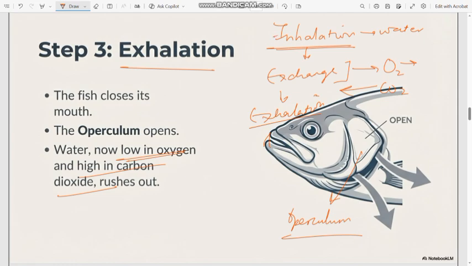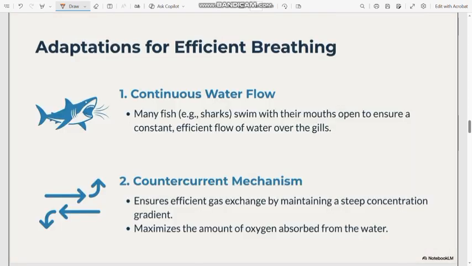Let's recap. In inhalation, what happens? The mouth opens, water comes in. Gaseous exchange: oxygen is taken, carbon dioxide is passed out. In exhalation, the mouth is closed, the operculum is open, and then the operculum allows the water to come out.